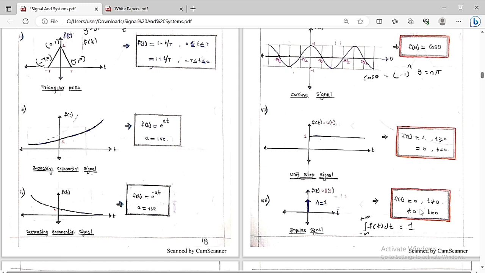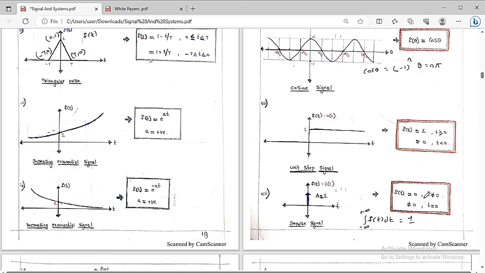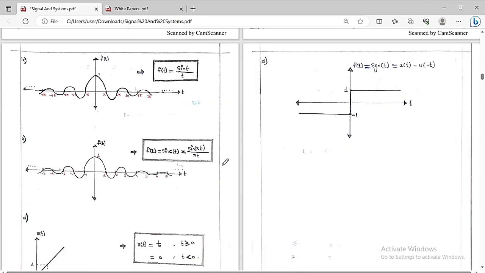So therefore, the integration from t equal to minus infinity to plus infinity of delta of t dt is equal to its area, and the impulse function's area is always equal to 1. So these are the things you always have to keep in your mind. Now let's go for another signal.